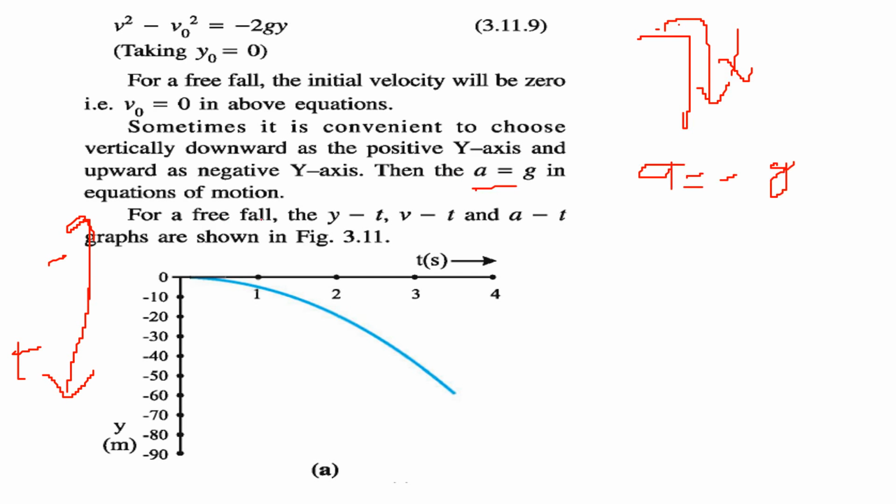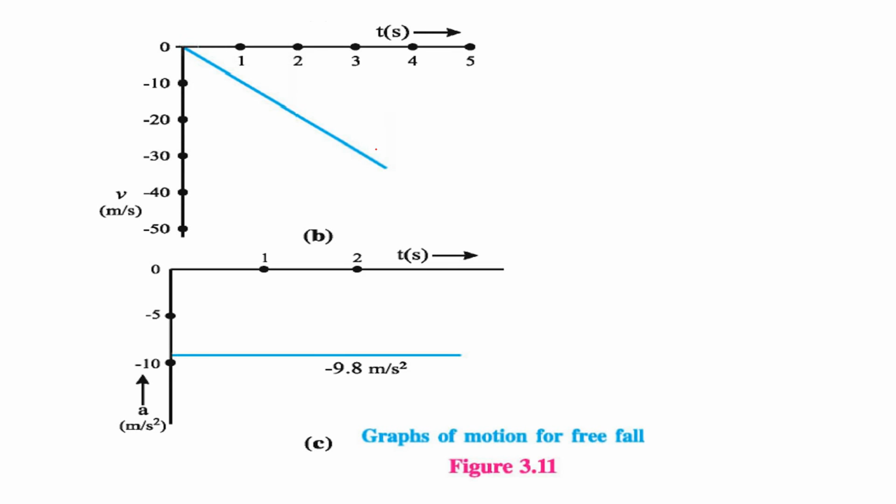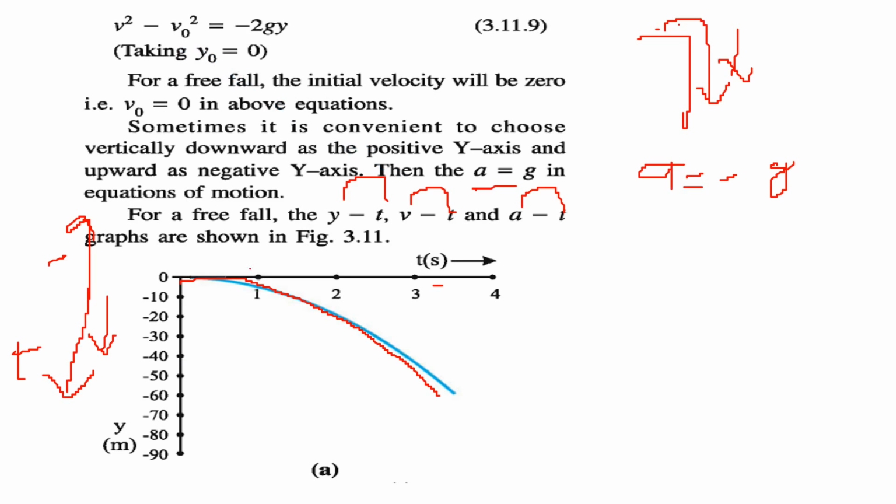And for a free fall, the yt, vt, at graphs, that is distance time, velocity time and acceleration time graphs, are like this. First is the yt graph. This is the y direction, as I said. This is the time, and something is falling freely. So the distance is increasing, but in the negative direction along with the time. This was the free fall yt graph.